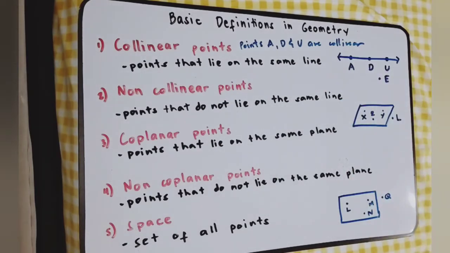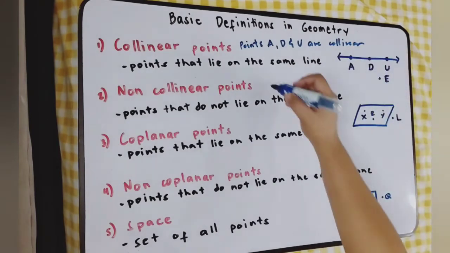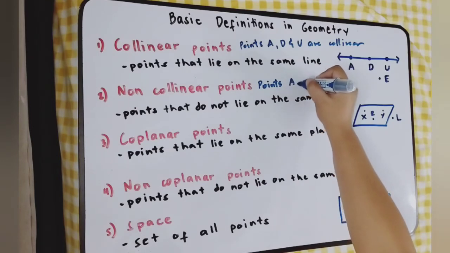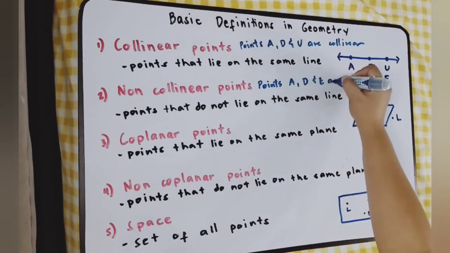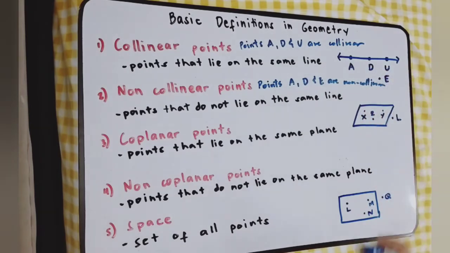Okay? And non-collinear, those are points that do not lie on the same line. So, we can say, again, dito pa rin sa figure na to, let's say that points A, D, and E are non-collinear. Okay? Why? Because point E does not lie on the same line.